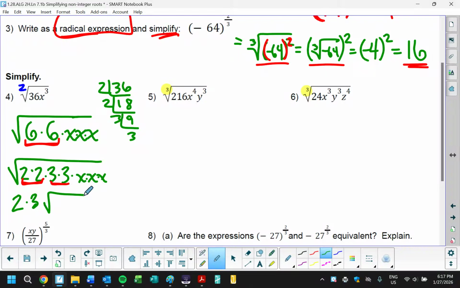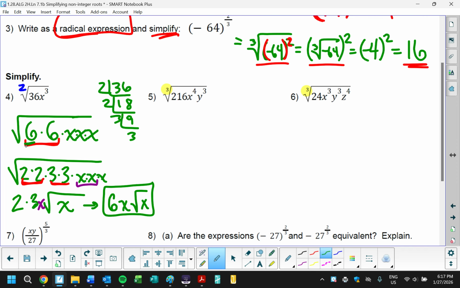And then, oh, don't forget, Mr. Callan, we also have an x times itself, so the square root of x squared is going to be x. And then the only thing remaining inside is the square root of x. So we could rewrite this in simplest form as 6x multiplied by the square root of x. That would be the simplest form.